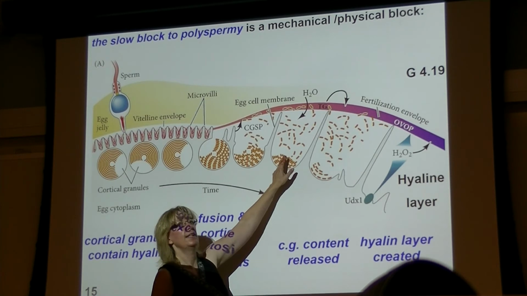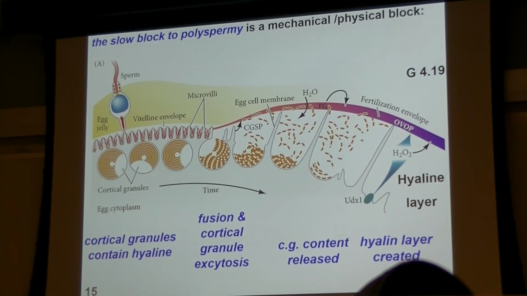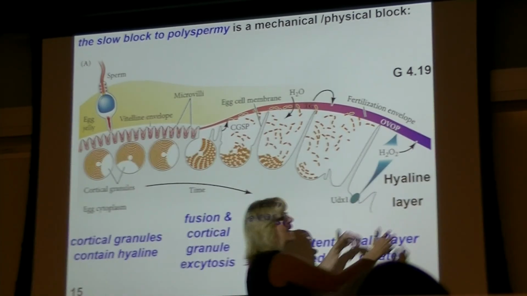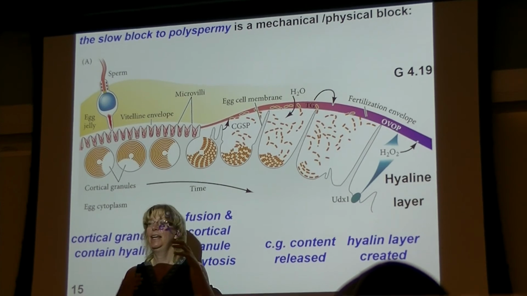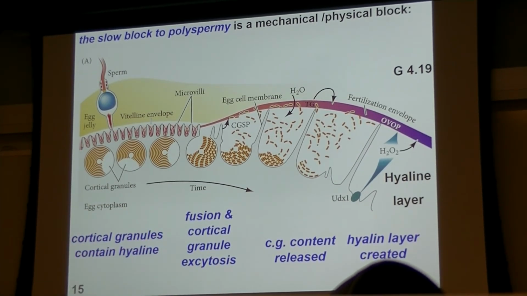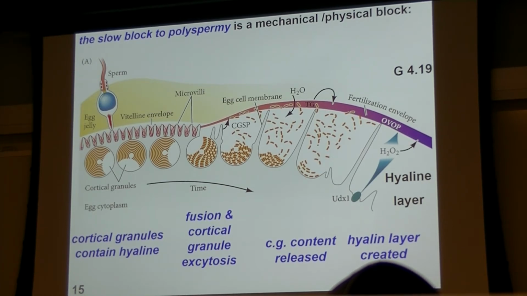And moreover, the contents of this, which include a number of sugars and proteoglycans, they tend to want to absorb water. So some water is taken up. And effectively what this does is it creates a new layer known as the hyaline layer that's thick and obstructive and provides really a physical block that would prevent any additional sperm from being able to get through that so that it could get to the point where it could fuse with the egg membrane. So that's a physical block.